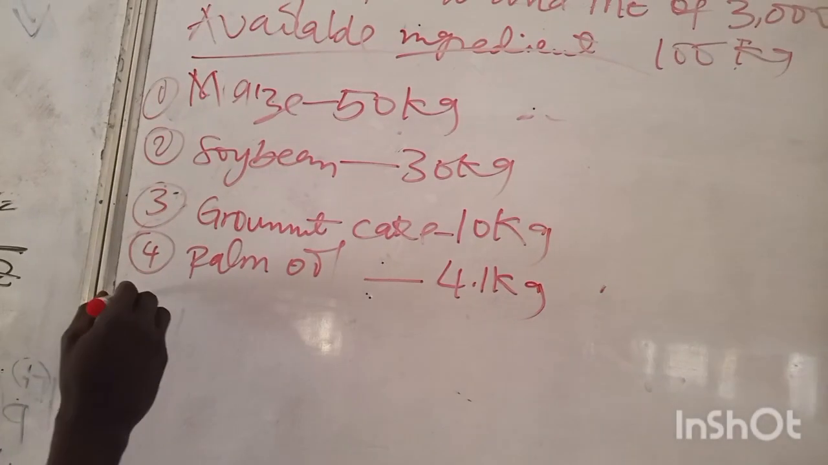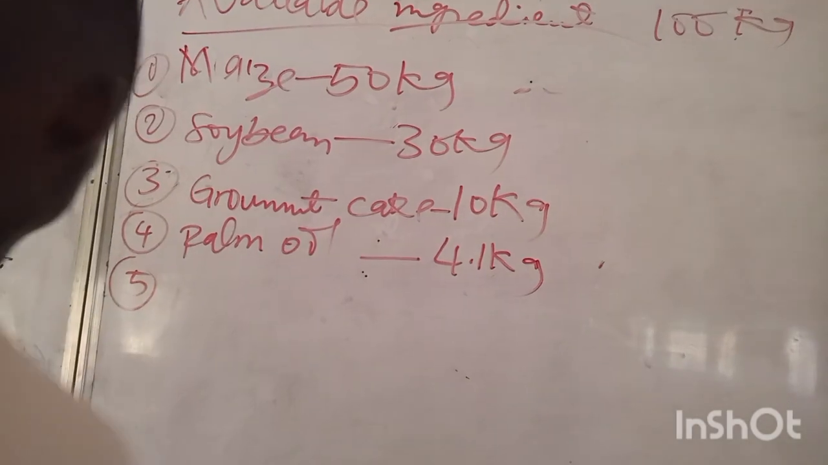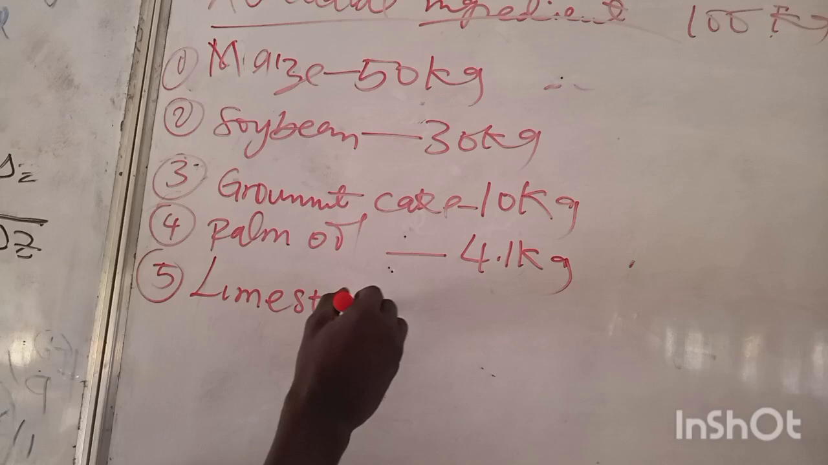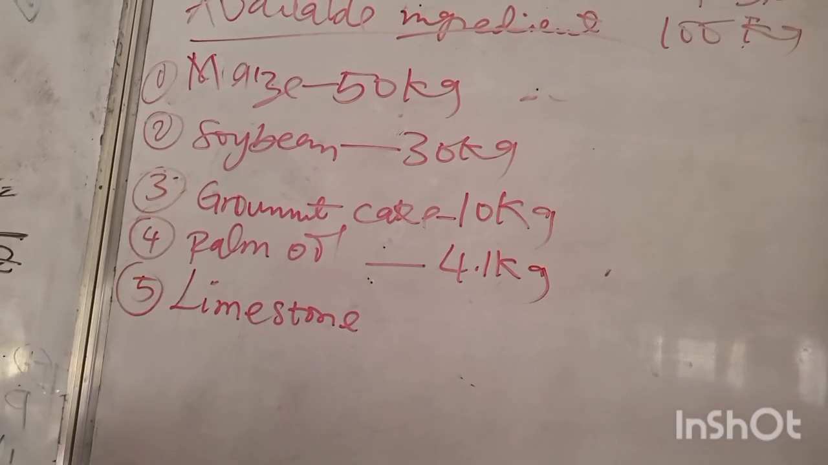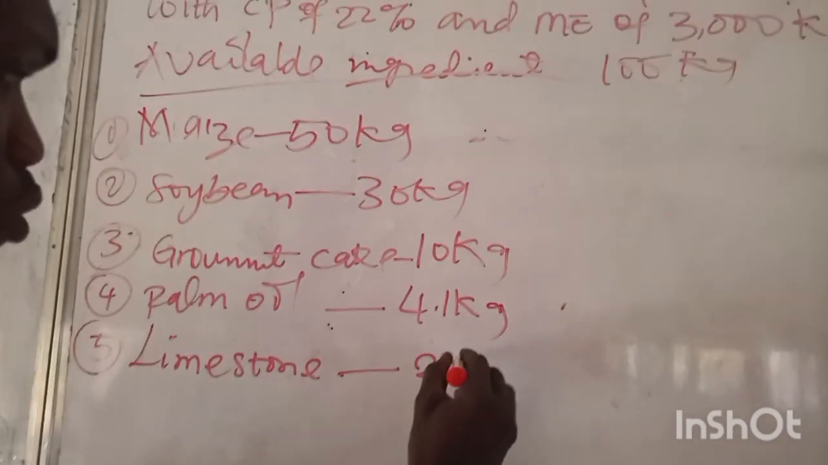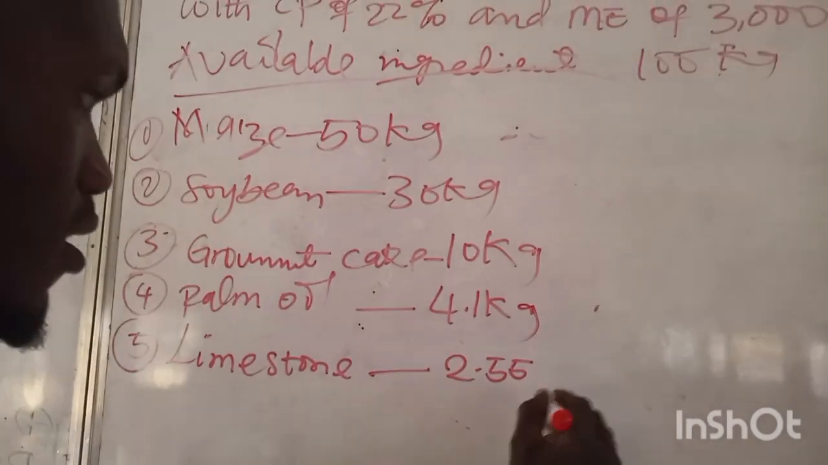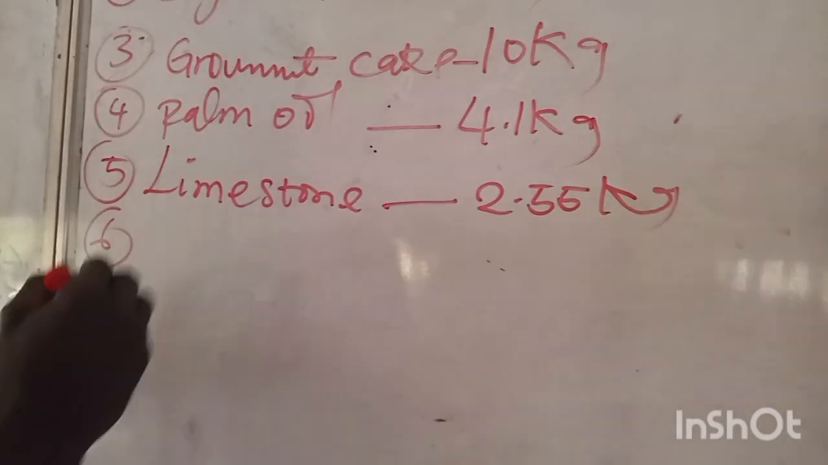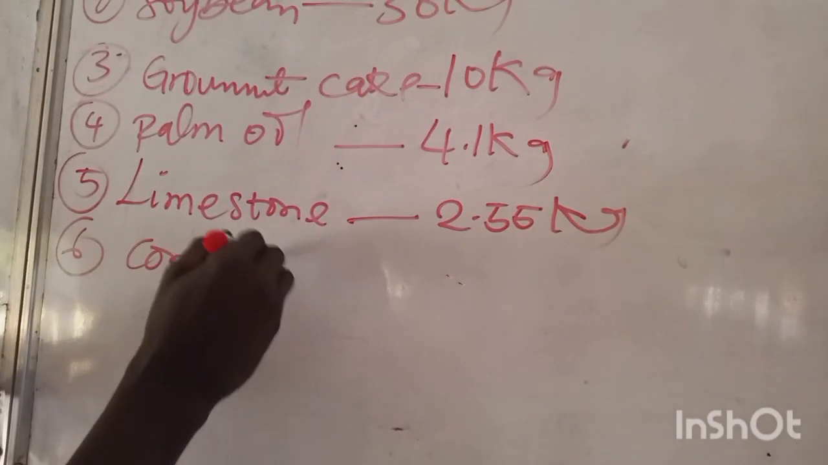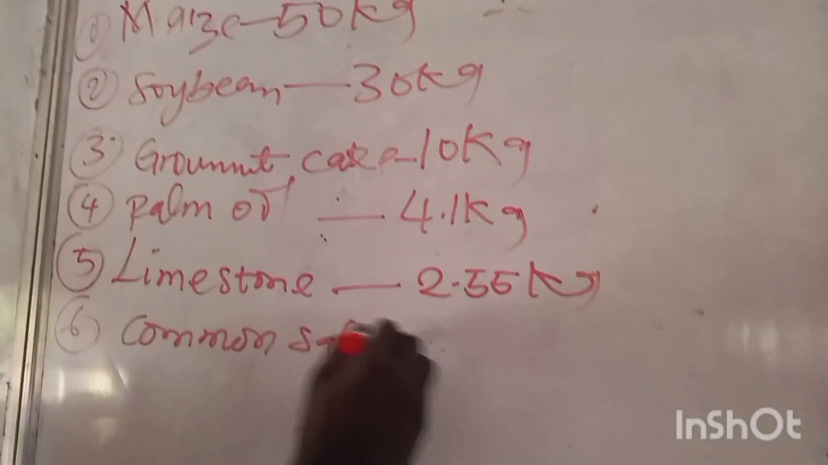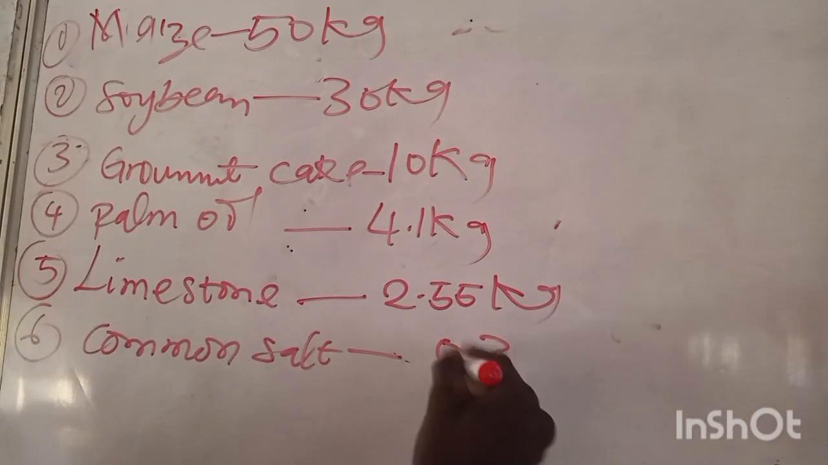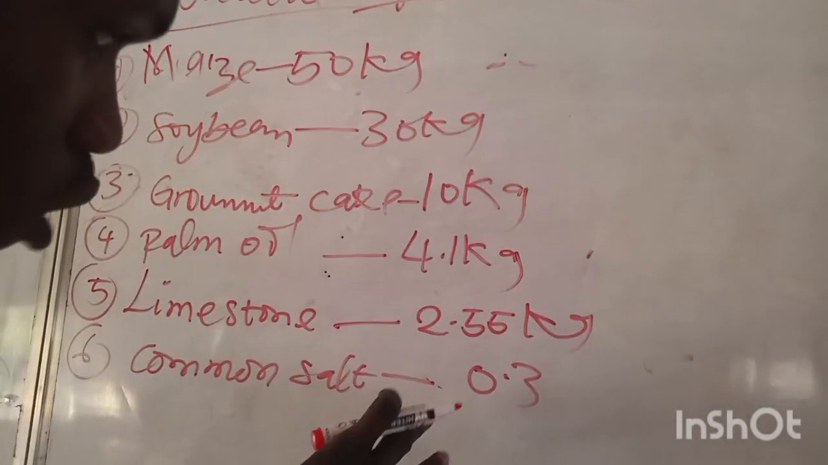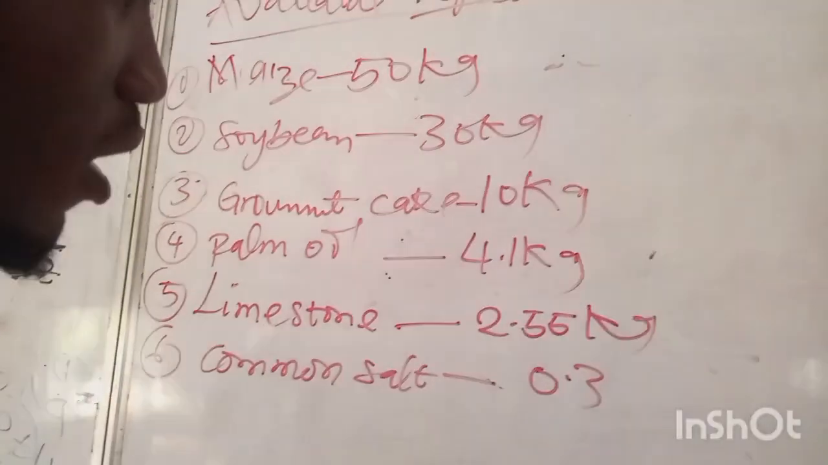Now the next thing we are having here is limestone. Our limestone is going to be 2.55 kg. Coming down to number 6, our common salt, the salt we use at home to cook, is 0.3. Common salt can never be above 0.4 or 0.5, but we always use 0.3 or 0.25, something like that.